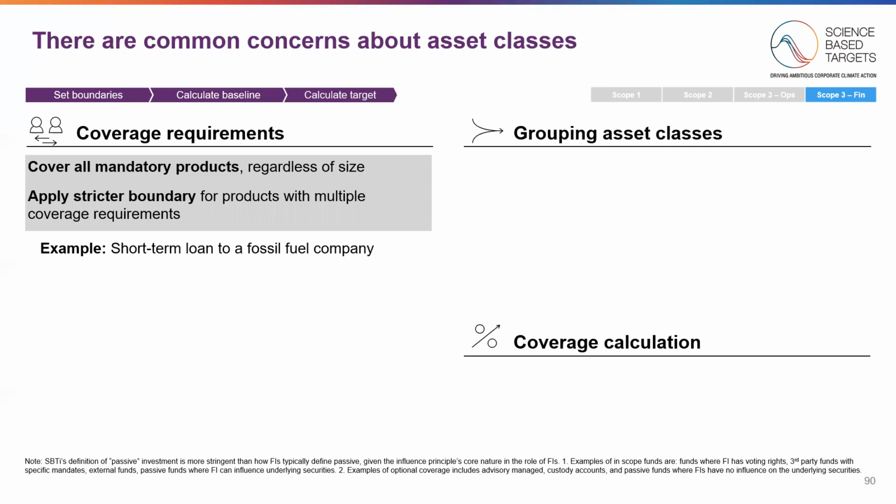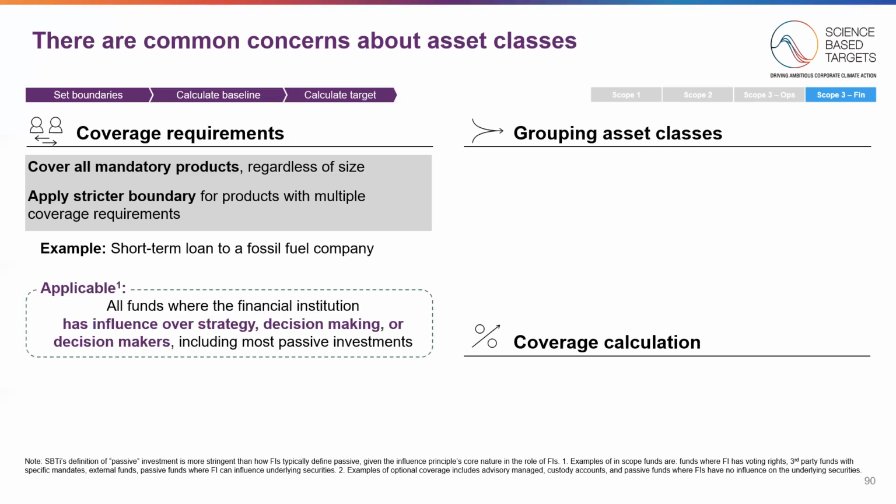Additionally, it's important to note that financial institutions are expected to use their influence to help catalyze change across the real economy. This influence, for example, extends to the decision that asset owners have in choosing an asset manager or their financial consultant. For this reason, all funds where financial institutions have influence over the strategy, decision-making, or choosing the decision makers are to be included in the financial institution's target. This includes what most financial institutions would define as a passive investment, given that financial institutions will likely have influence or strategy over the underlying securities.